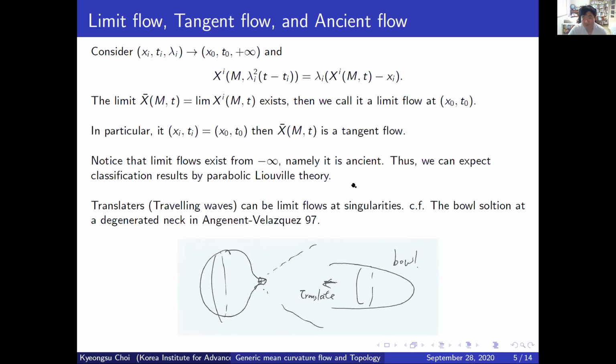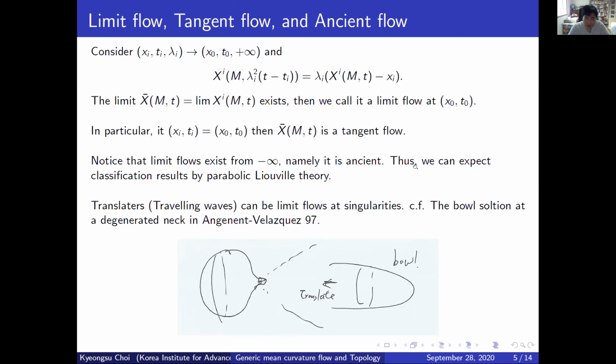And as you know, an ancient solution to a parabolic PDE is similar to an entire solution to elliptic PDEs. So we can expect some parabolic Bernstein-type theory. Under some reasonable conditions, we may expect some classification result, so we may be able to classify all potential singularity models of the flow.